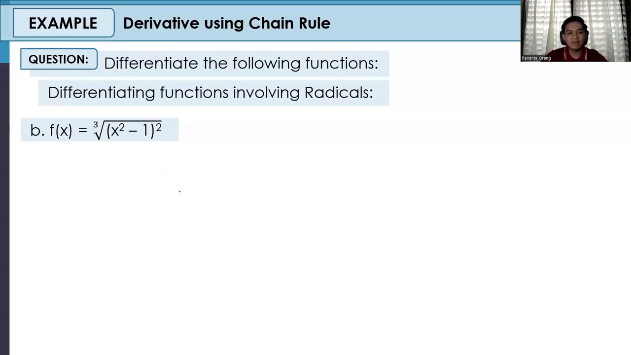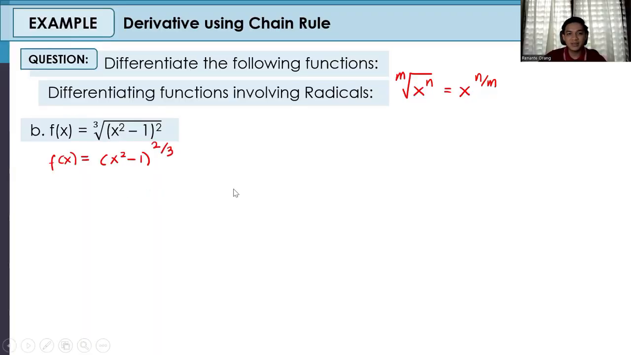Letter B example, we have f of x is equivalent to the cube root of x squared minus 1 squared. So this is called as differentiating function involving radicals because we have a cube root. So first thing that we need to do is to rewrite, that is f of x is equivalent to, gagawin nating fraction form yung kanyang exponent. Take note, we have the mth root of x raised to n is equivalent to x raised to n divided by m. So dito, we have x squared minus 1 raised to 2 divided by 3.